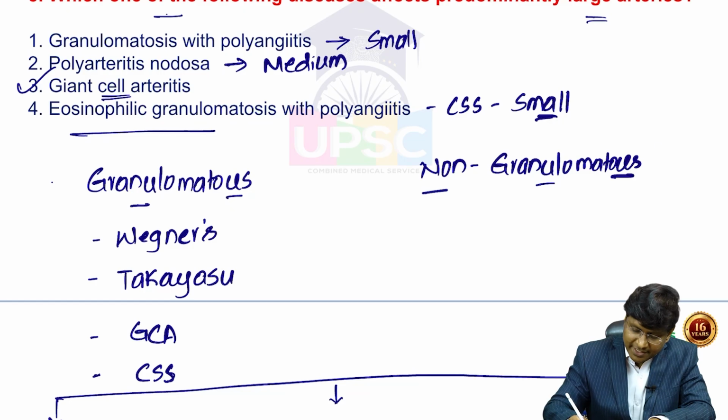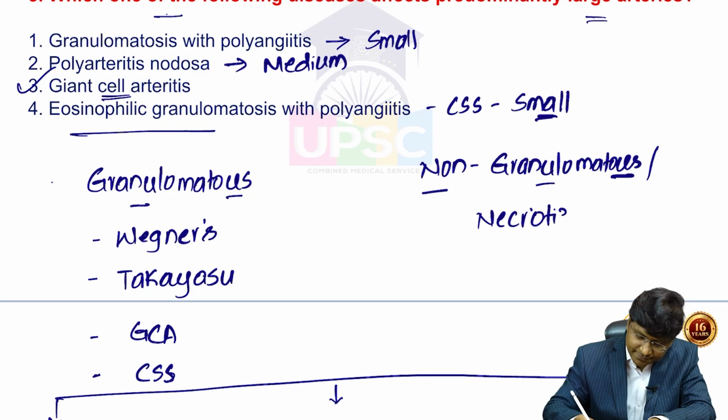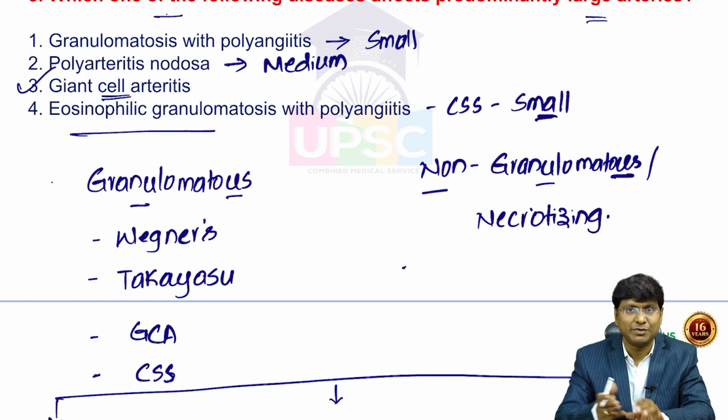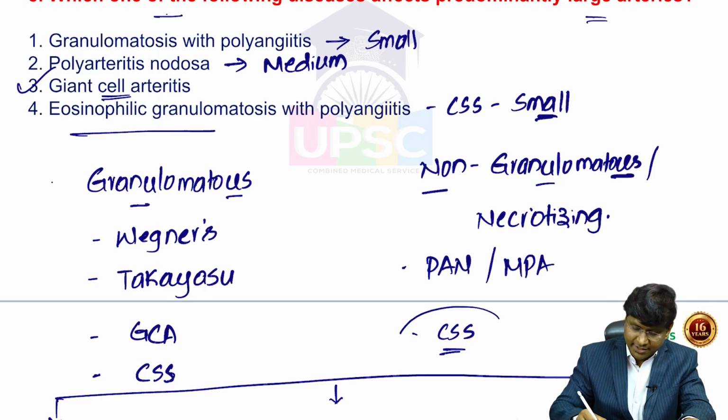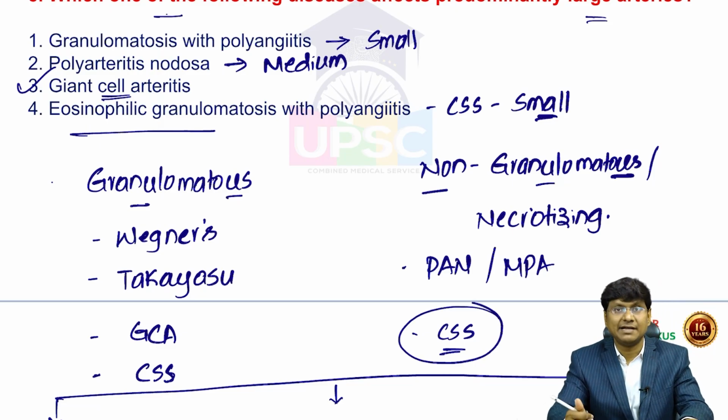So this non-granulomatous inflammation, this is also called as, or this will be necrotizing inflammation. And examples of this non-granulomatous vasculitis will be the remaining, that is polyarteritis nodosa, then microscopic polyangiitis, then even the Churg-Strauss syndrome. Okay, these are all the examples of the non-granulomatous inflammation or the necrotizing inflammation.